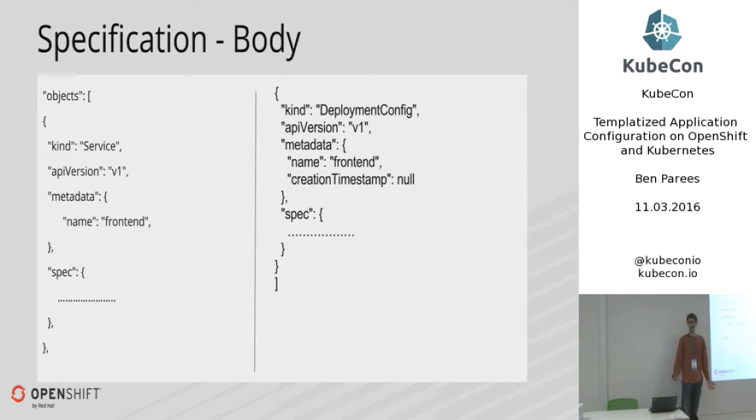Okay, so then we move on to the body of the template. So here we just have an array of objects. These are your actual Kubernetes or OpenShift resource objects in an array. So you see here we have a service defined, and then it's just your standard Kubernetes JSON or YAML for defining a service object. We also have a deployment config, so again, it's an array, as many of them as you want, just whatever you need to define all the components of your application.